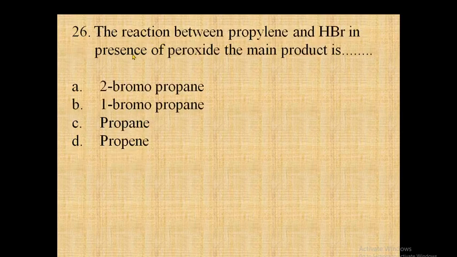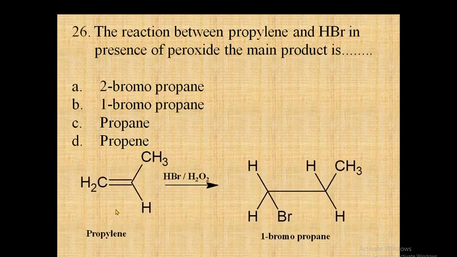The reaction between propylene and HBr in presence of peroxide, the main product is? We have to see the anti-Markovnikov addition reaction because we have peroxide as well as HBr. So here is the propylene, HBr, and H2O2. We add across the carbon-carbon double bond, and the reaction takes place according to the anti-Markovnikov rule. Definitely Br will attach to the carbon which has more hydrogens, and therefore 1-bromopropane is the product, and hence the answer is B.